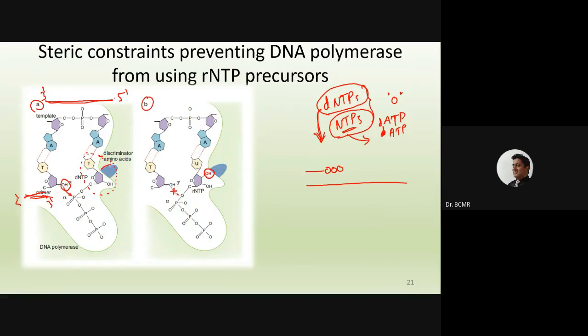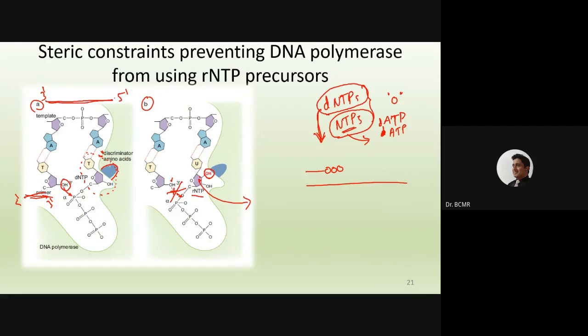If there is a region within DNA polymerase that has discriminator amino acids, and there is an OH, they cannot make a proper interaction. This is an rNTP, a ribonucleoside triphosphate. If there is an OH, like the one present at the 2' position of ribose, these discriminator amino acids will not allow the interaction to happen. That is, the nucleophilic attack, activation of the 3' OH and making an attack here, is not allowed. So the rNTP would be eliminated from the active site.